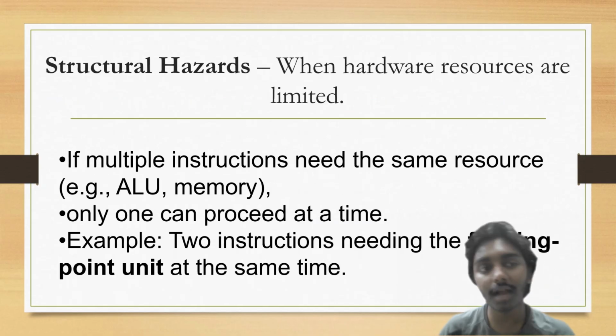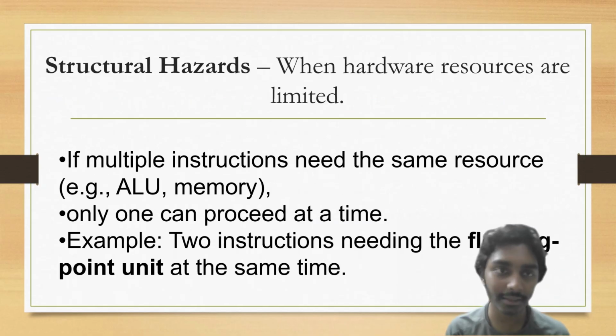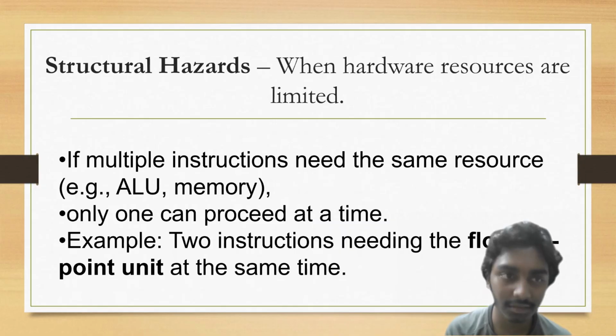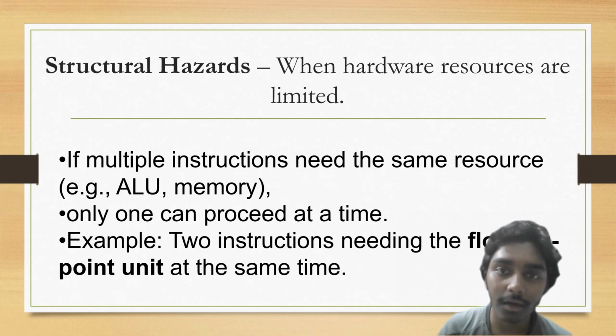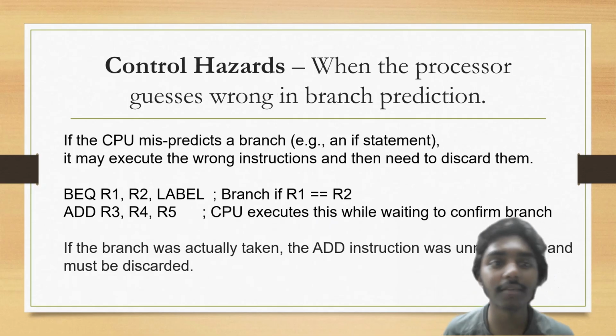So the other type of hazard is structural hazard. By the name, it is basically a lack of hardware resources, or when there is a limit. This is on a practical note on a real processor, when multiple instructions need the same resource at the same time, which is not possible. So this leads to a structural hazard. Okay, coming to the next hazard, it is control hazards.